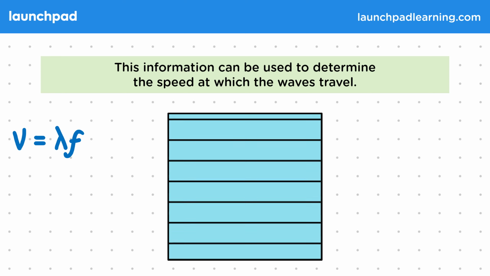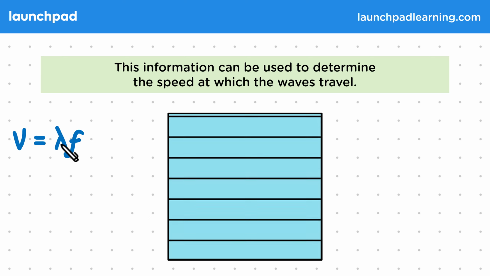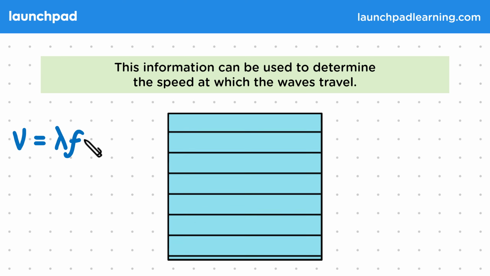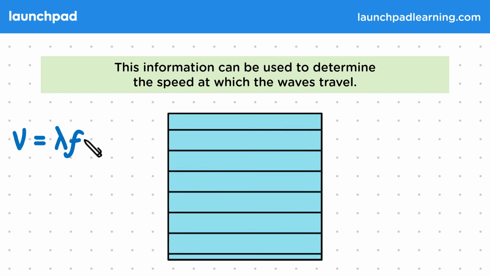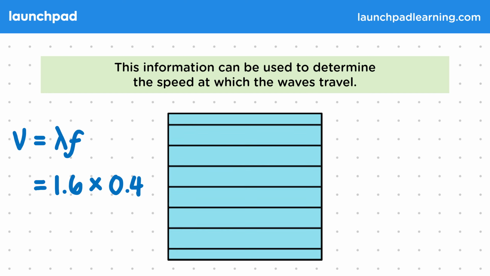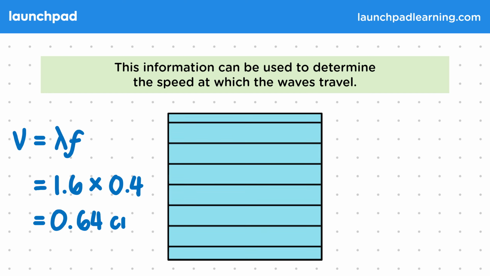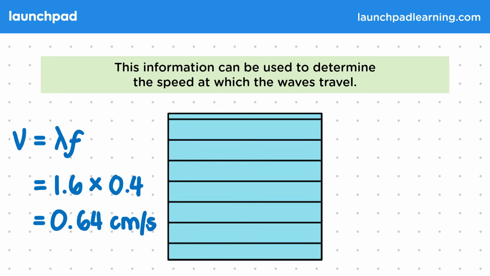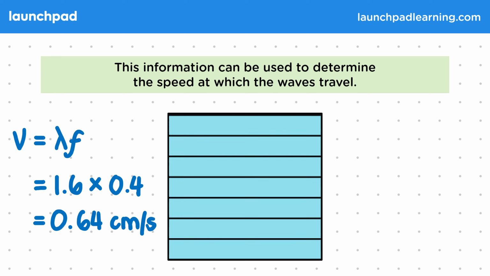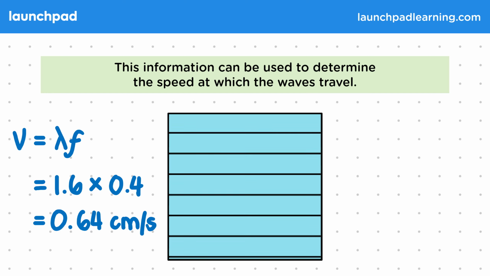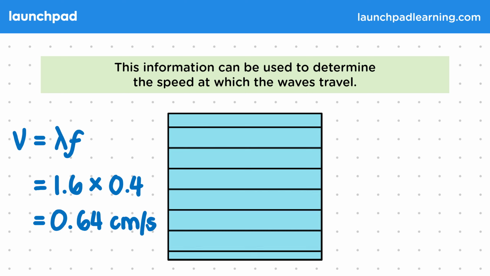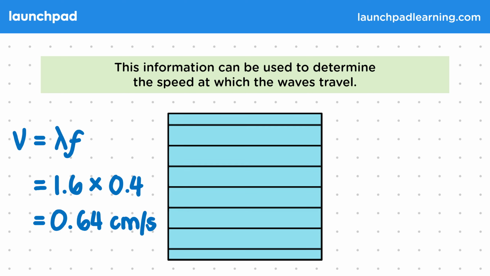So for our example, we had a wavelength of 1.6 centimetres and a frequency of 0.4 Hz, meaning the speed is 1.6 times by 0.4, which is 0.64 centimetres per second. We could also measure the speed by timing how long it takes one of the shadows to travel a certain distance. Doing so helps us verify that this equation for the speed of a wave is correct.